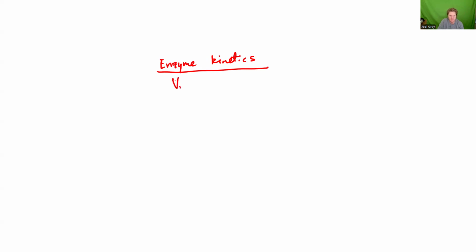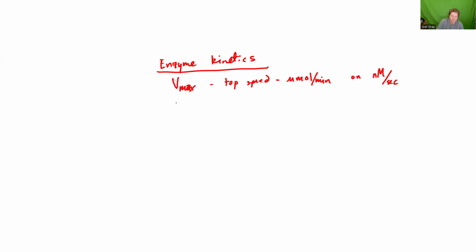Some of the important things to know about an enzyme are its Vmax. So how fast can that enzyme catalyze a reaction? Top speed, essentially. The units for a velocity are typically going to be something like micromole per minute, or maybe something like nanomolar per second. Enzymes all vary in that regard.